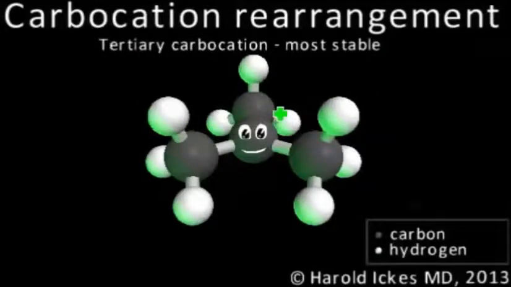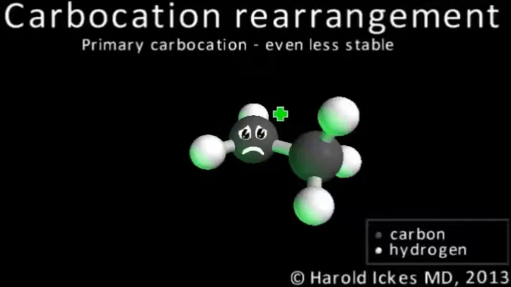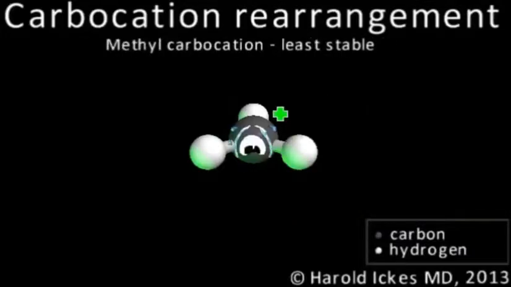Regardless of how they are made, not all positively charged carbons are created equal. Their stability depends on how many other carbons they are attached to. Tertiary carbons are the most stable, followed by secondary carbons, and then primary carbons. Methyl carbocations are highly unstable.